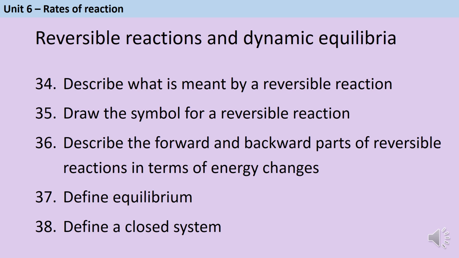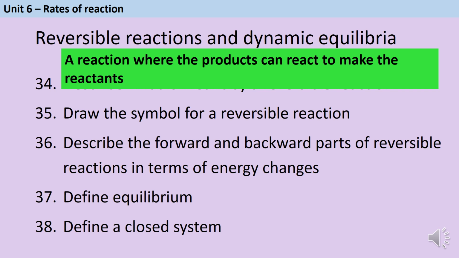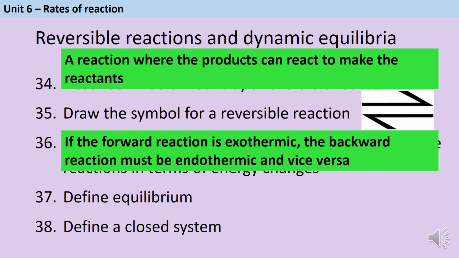A reversible reaction is a reaction in which the products can react together to form back into the reactants, and it's shown using this double-headed arrow. If the forward reaction is exothermic, then the backward reaction must be endothermic, and if the forward reaction is endothermic, then the backward reaction must be exothermic.